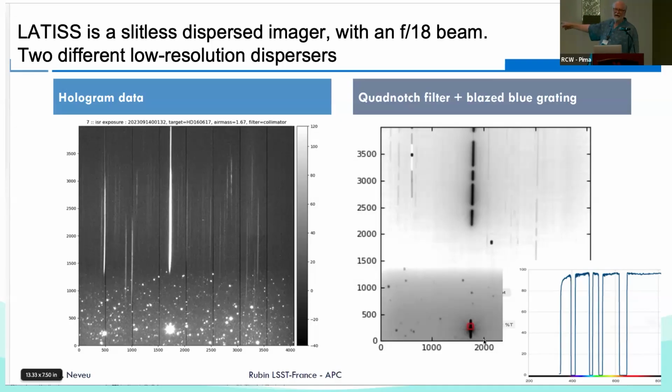On the right-hand side is a slightly more constrained version of the same thing, where we stick in the beam a filter whose optical transmission function looks like the thing in the bottom right. So you get a chopped up version of the spectrum. And boy, does that make life easier, because you can just do aperture photometry on the thing on the right and get what you want out of it.